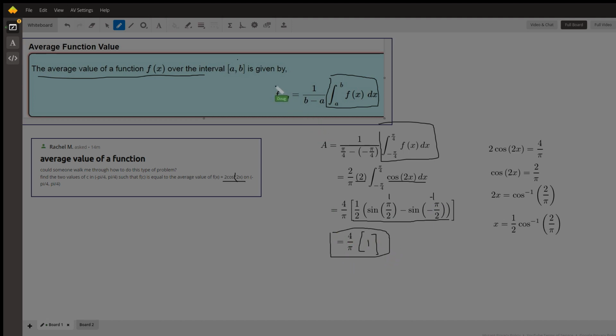And we want to know, in the interval from negative pi over 4 to pi over 4, when does this function take on this value? So we want to solve this equation. Here's the function. We want to know when does it equal 4 over pi, or the average value. Divide by 2. Isolate 2x by taking the inverse cosine of both sides. So x equals 1/2 of whatever angle has a cosine of 2 over pi.